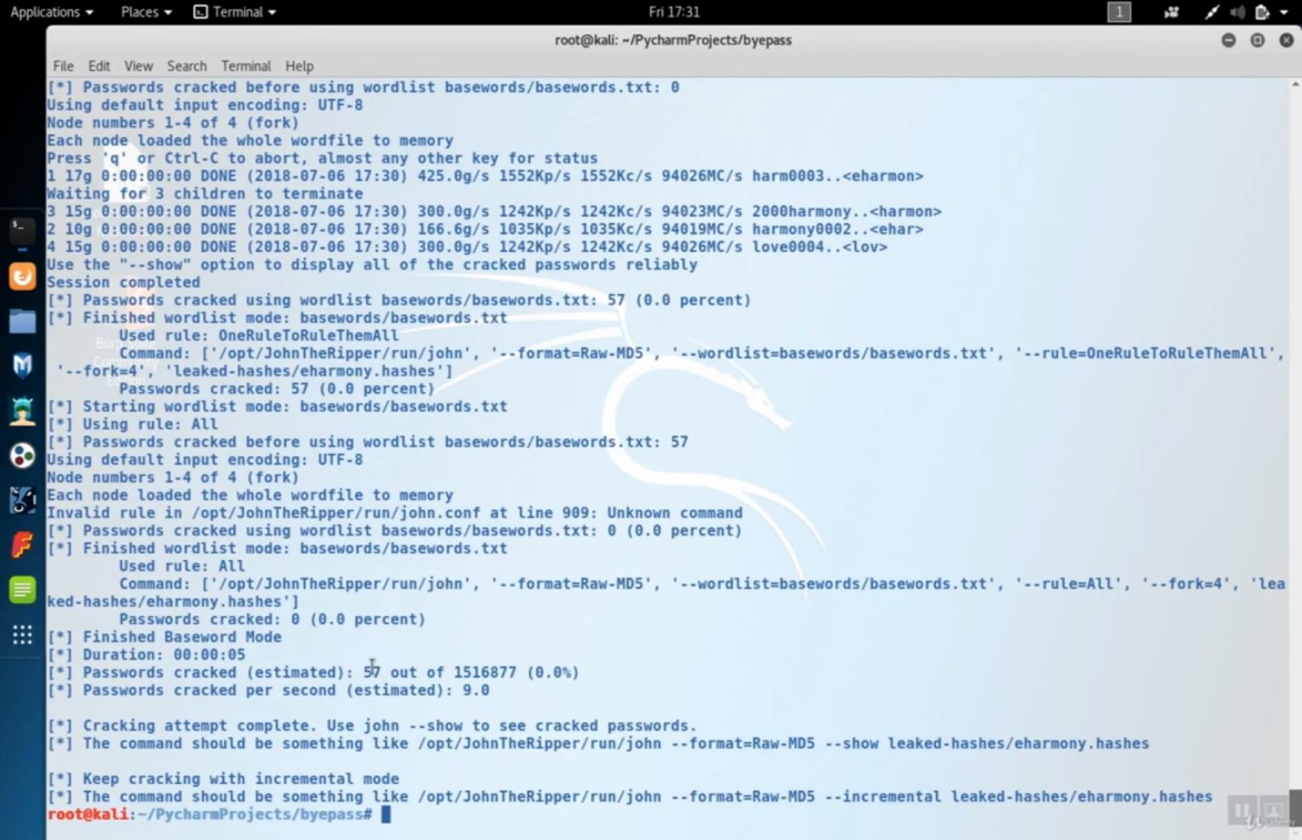And so at the end, we cracked about 9 passwords per second, 57 total, and the total time ran was 5 seconds. So this is a very efficient technique, and you can use up to a few dozen words generally without taking too much time for relatively fast hash sets.